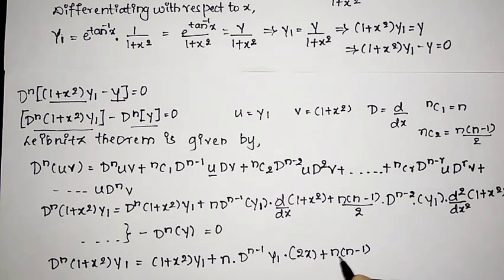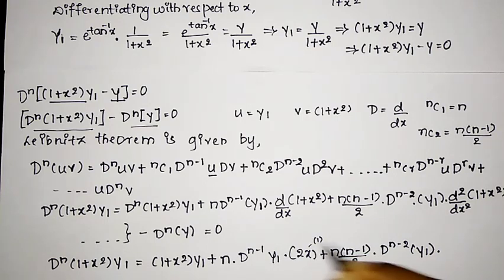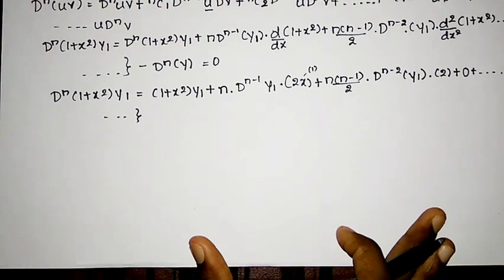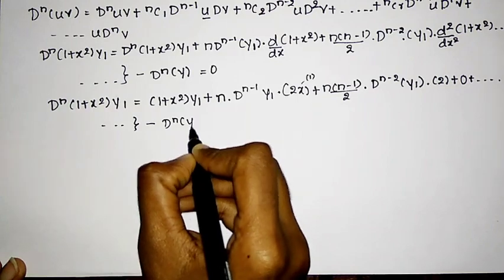Plus n into n minus 1 divided by 2 into D raised to n minus 2 into y1 into, we know that the first differentiation is 2 into x. We need to differentiate again. The differentiation of 2 into x: the differentiation of x is 1, so it is only 2. Plus, if you differentiate further, it leads to 0, since the differentiation of a constant term is 0. Then minus D raised to n y is equal to 0.